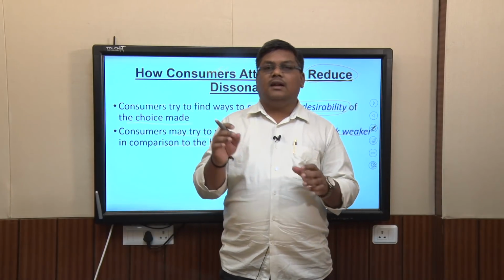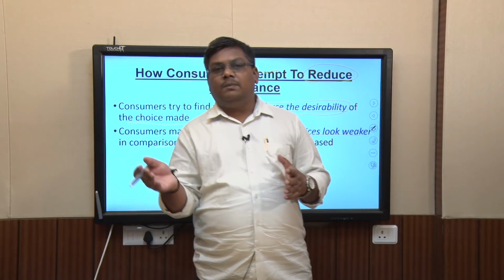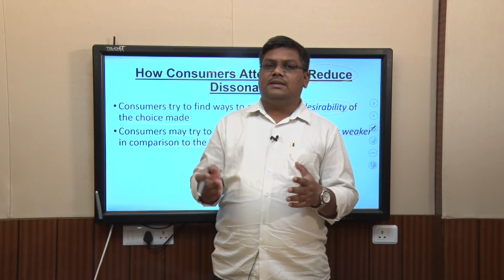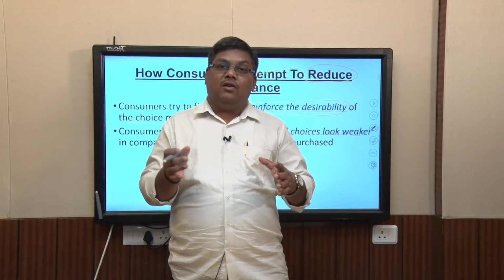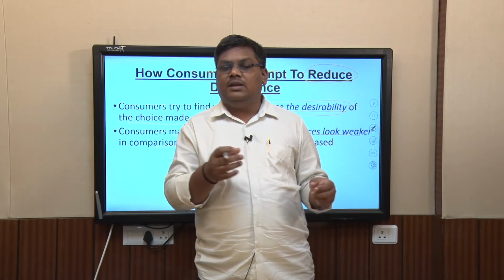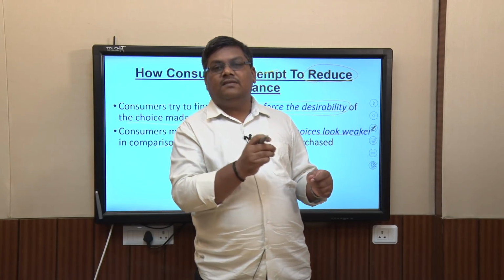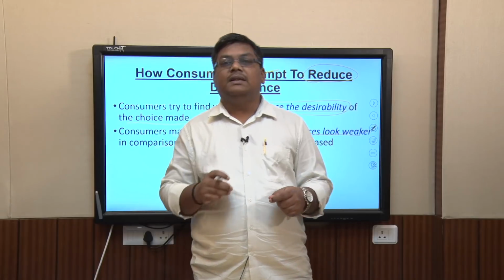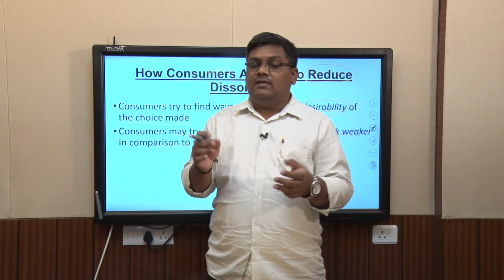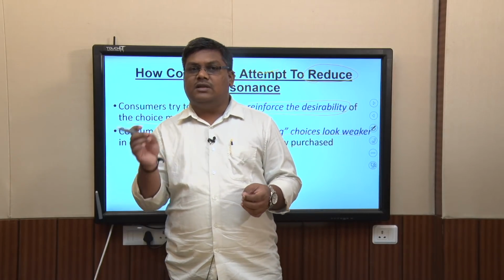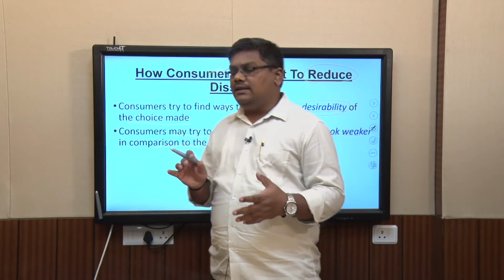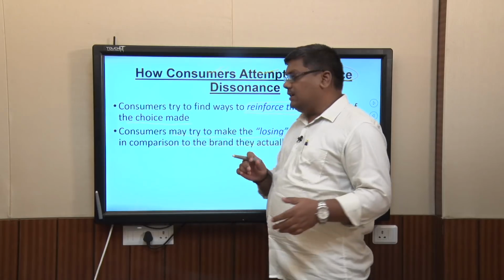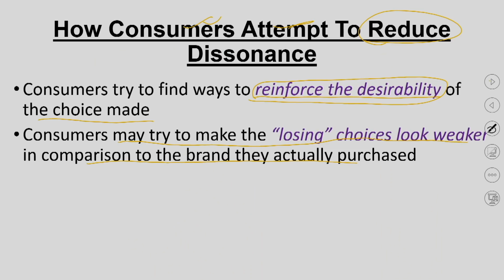So, I was attempting to buy OnePlus 6 and a Vivo phone, and suddenly I bought the Vivo phone, and now OnePlus 6 looks more desirable to me. Now, I will find out ways in which it is not equal to Vivo. For example, its camera is not that good. Vivo is a good company for camera phones, and so that could be the reason, and so I can make the other choice look weaker. So, one strategy is making the losing choice look weaker.